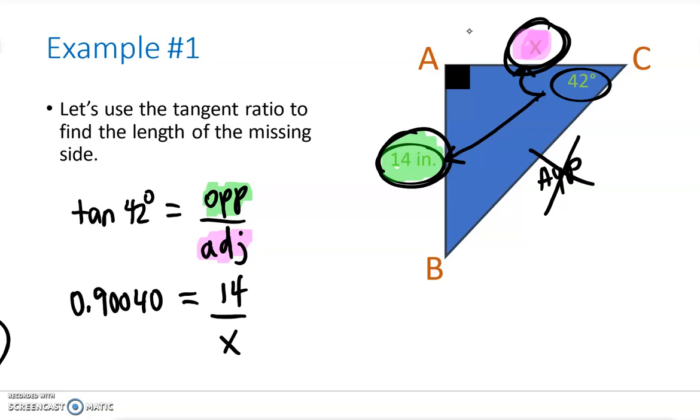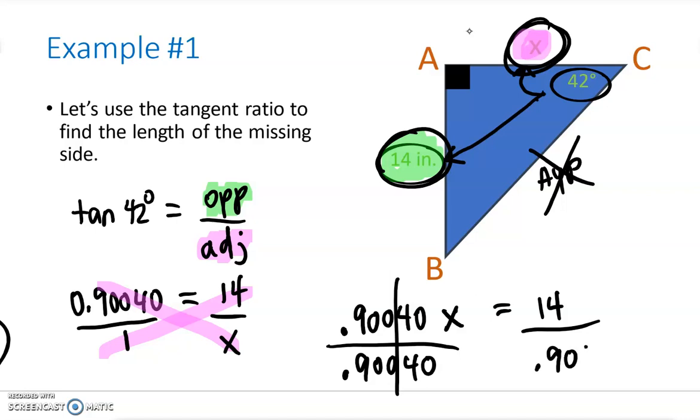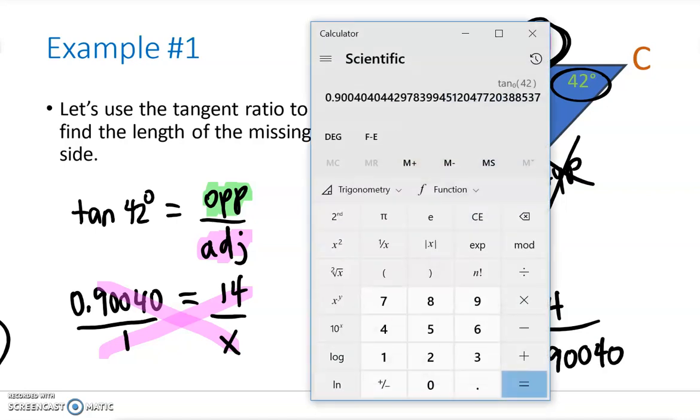Now this decimal number, I can make it into a fraction by putting it over 1. And then this is a proportion you should know how to solve already. We're going to solve by cross multiplying. So that decimal times x is simply 0.90040 x, which is equal to 14 times 1, which is 14. And we are simply going to divide both sides by 0.90040. And that's going to give us our missing side length.